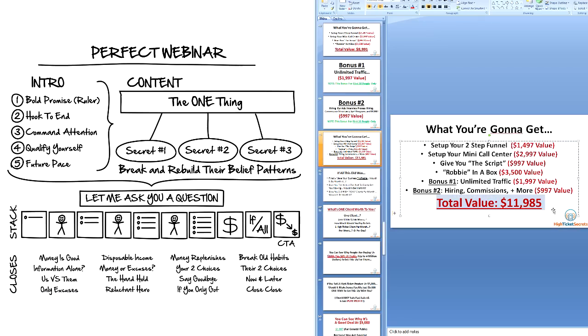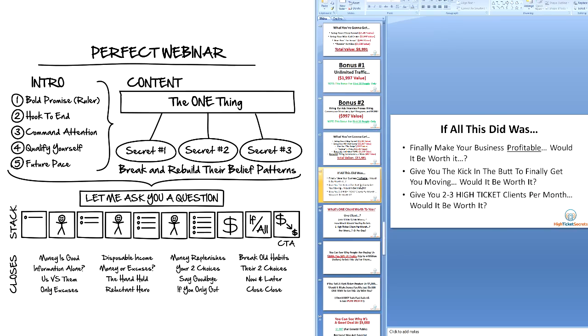Okay, so after I show this high ticket thing, this now is where I actually add my if-all statements. I learned this from Dave Van Hoose. So I set the high price and I say, look, guys, I'm not going to charge $11,998 today. I could, but I'm not going to. But I want to ask you something. And then this is where you add your if-all. If all that this package did was blank, would it be worth it?